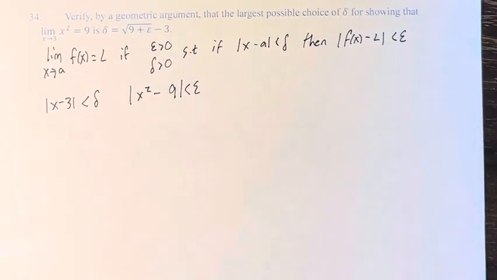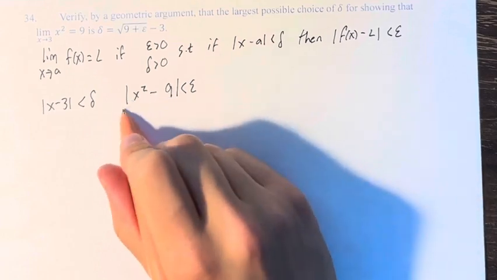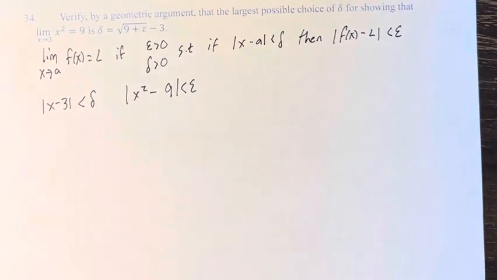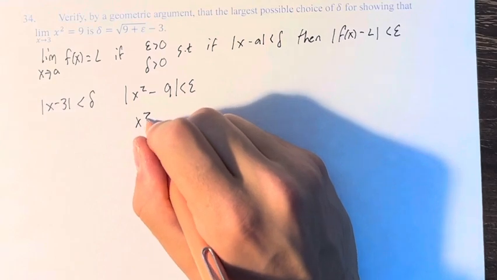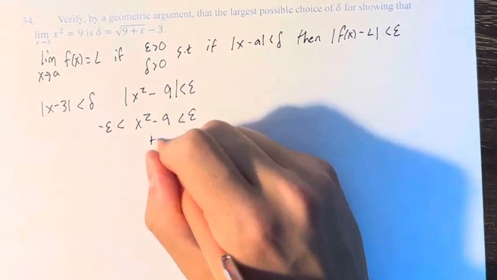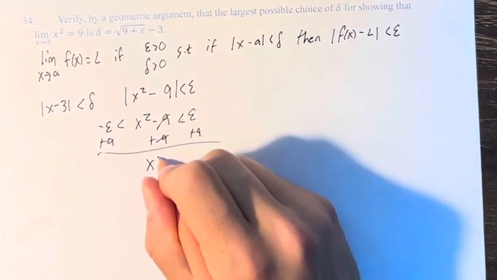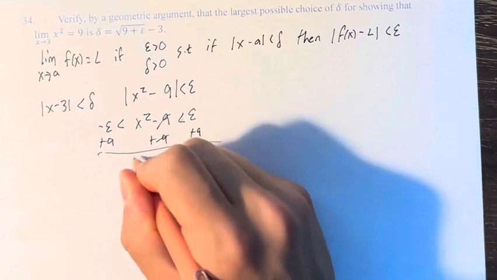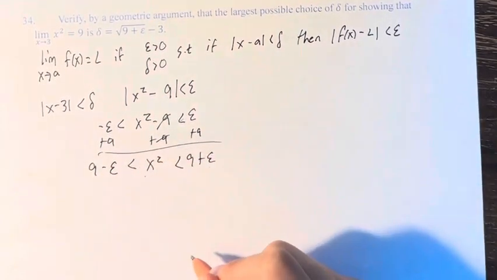And we're not going to do this using the traditional way that we've been solving these problems. We're going to say, okay, we have the absolute value of x squared minus 9 is less than epsilon. This means that x squared minus 9 is less than epsilon and greater than negative epsilon. Adding 9, we have x squared is less than 9 plus epsilon, and it's greater than 9 minus epsilon.